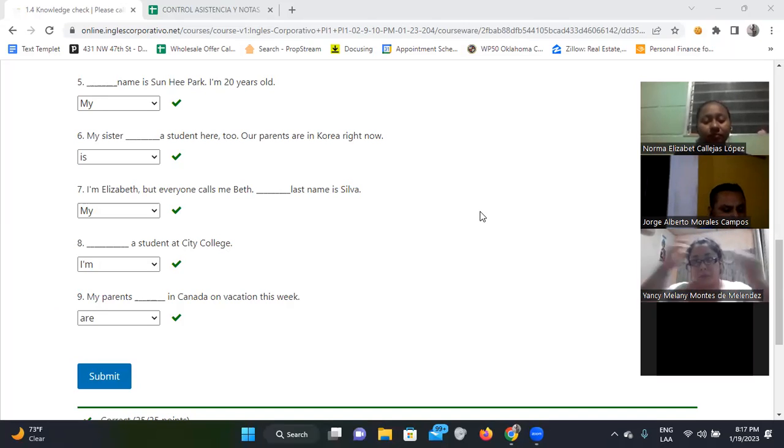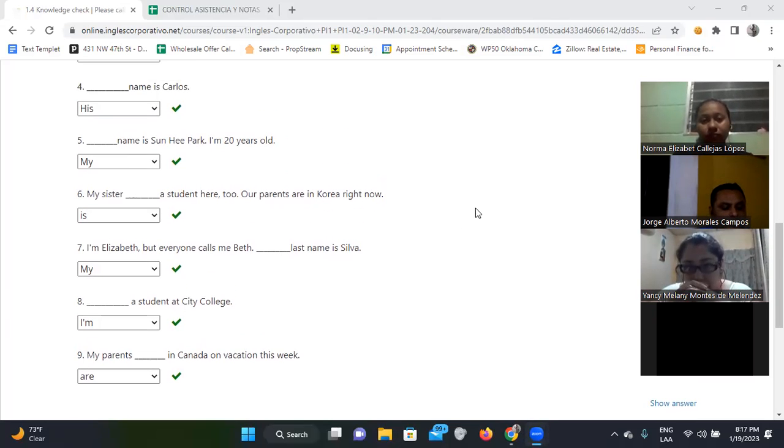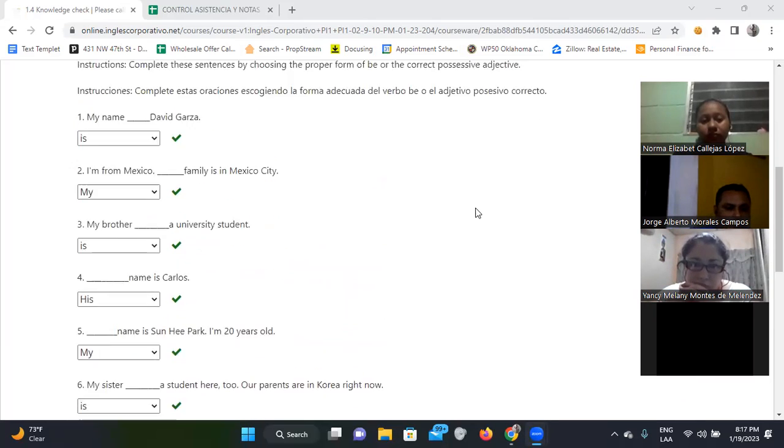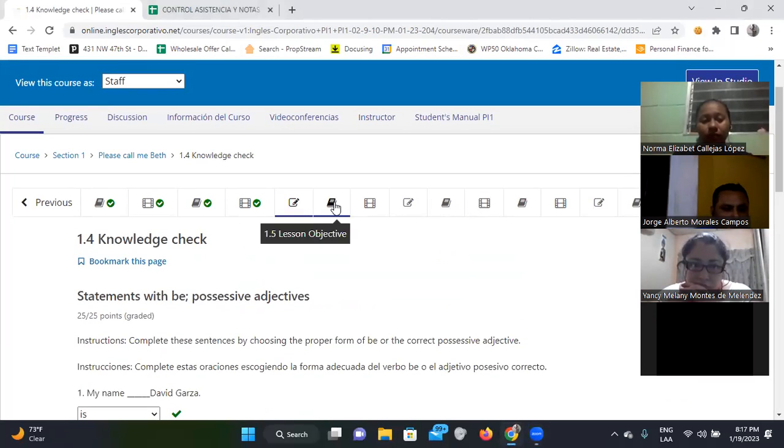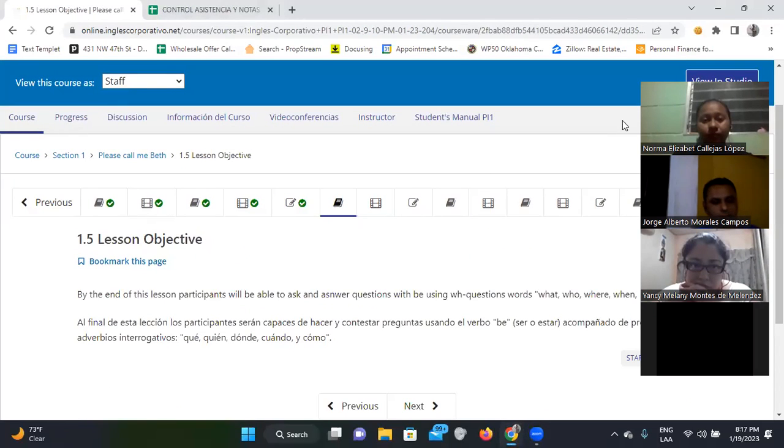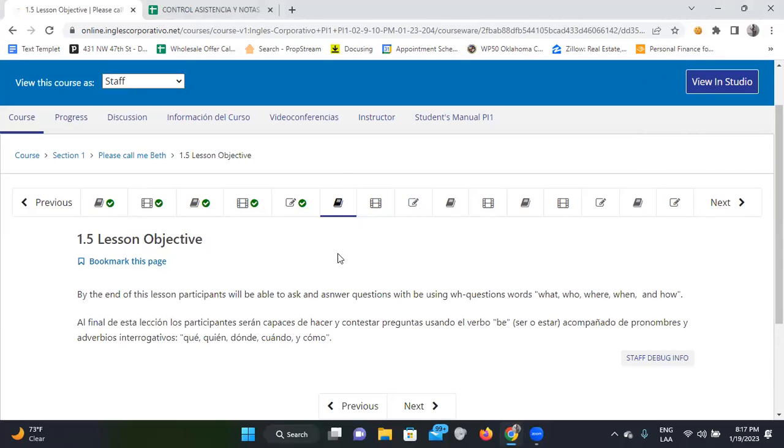Okay. All right. At this moment, does anybody have any questions about this vocabulary? No? Okay. Let's go ahead and look at the next section. By the end of this lesson, participants will be able to ask and answer questions with be using WH question words: what, who, where, when, and how.